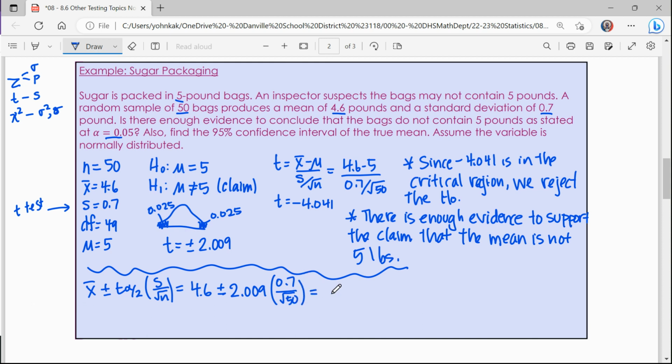Now, in case you forget, you round your confidence interval to the same number of decimals as the mean, which in this case is 1 decimal. So I'm going to have my confidence interval is 4.4 is less than mu is less than 4.8. Now, to examine this confidence interval, you're looking for a mu of 5. Well, mu equals 5 is not in the confidence interval.